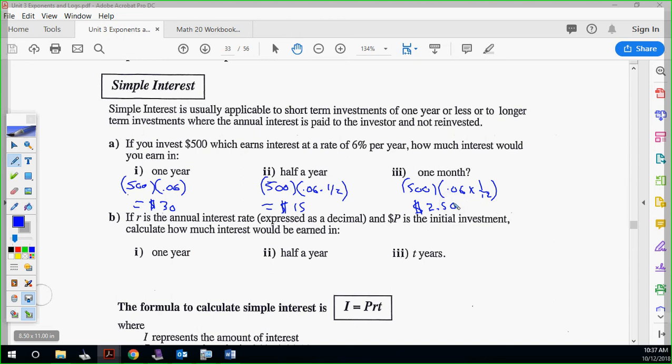If R is an annual interest rate expressed as a decimal and P, the principal, is the initial investment, calculate how much interest would be earned in 1 year. So they're thinking in terms of P and R, not with numbers. For 1 year, it would just be P times the rate. Half a year would be P times half the rate. And then for T years, it would be P times TR, or PRT, as you see right below.